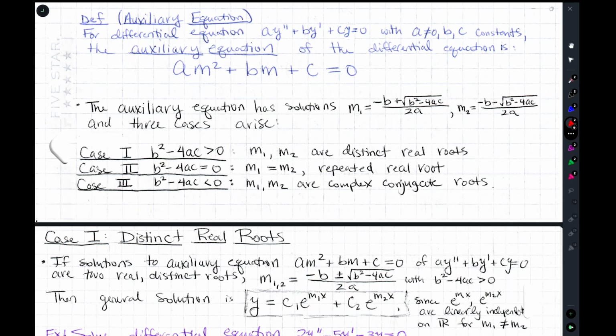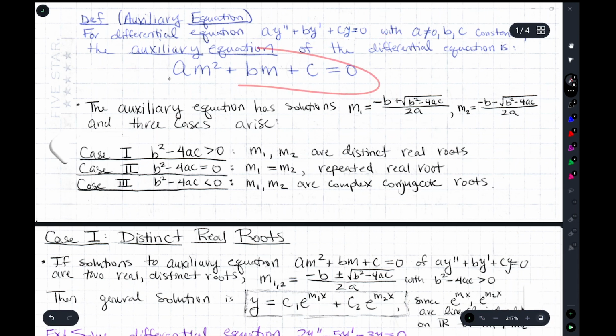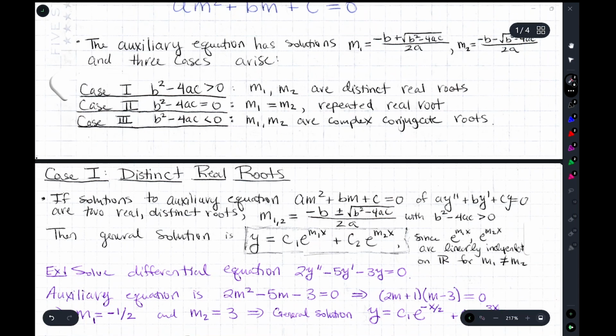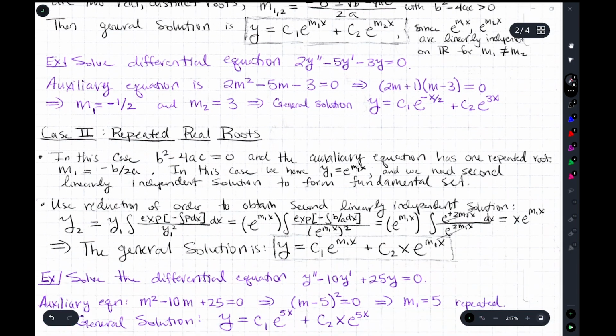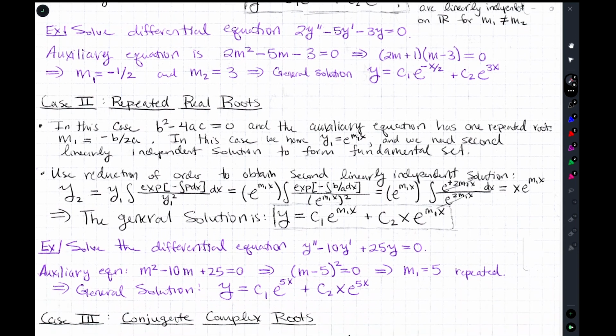So we have our second order differential equation with constant coefficients, and we have our auxiliary equation. We've looked at the case where what's inside the square root is strictly positive. And now we consider the case where what's in the square root is 0 and we get a repeated real root. In this case, the real root is going to be equal to negative b over 2a. And so we get one solution where m1 is equal to negative b over 2a.